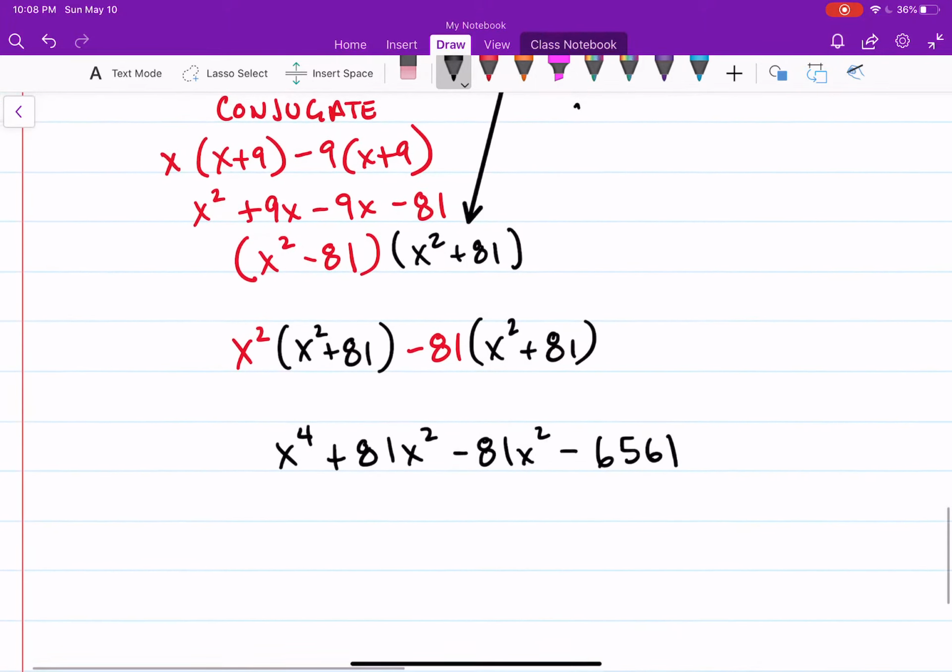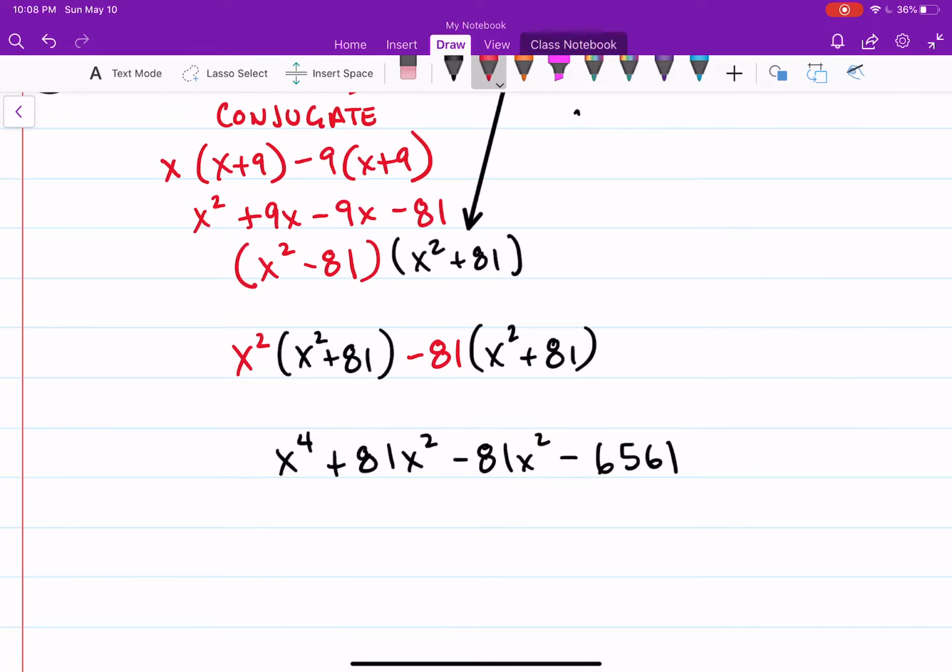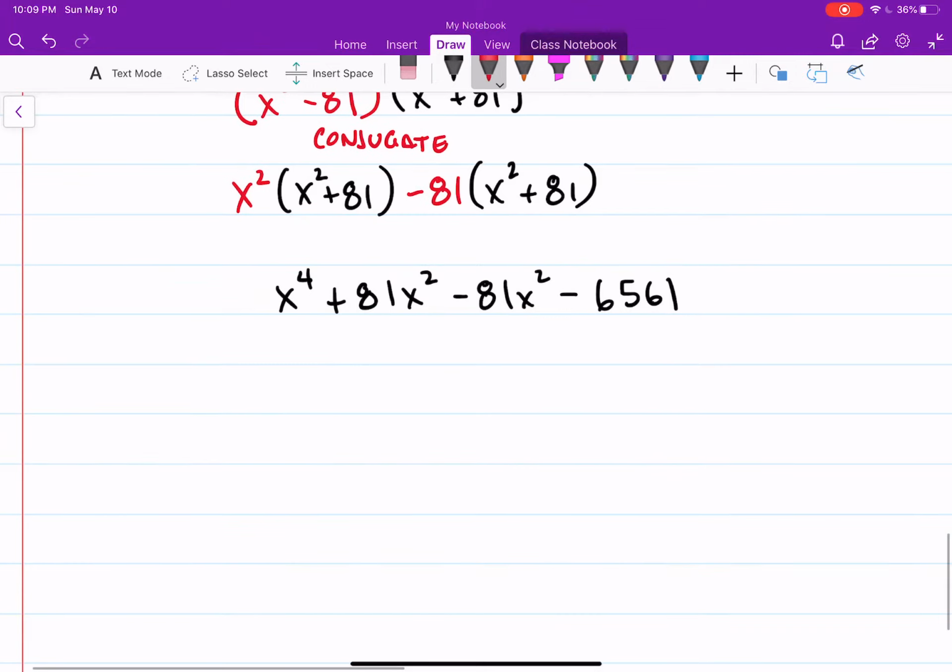But again, this is a special one still, right? This is still a conjugate, right? Same terms, x squared, 81, 81. Just one is addition, one subtraction. But look at this. I have like terms, but they go away. So my final answer is x to the 4th minus 6,561.